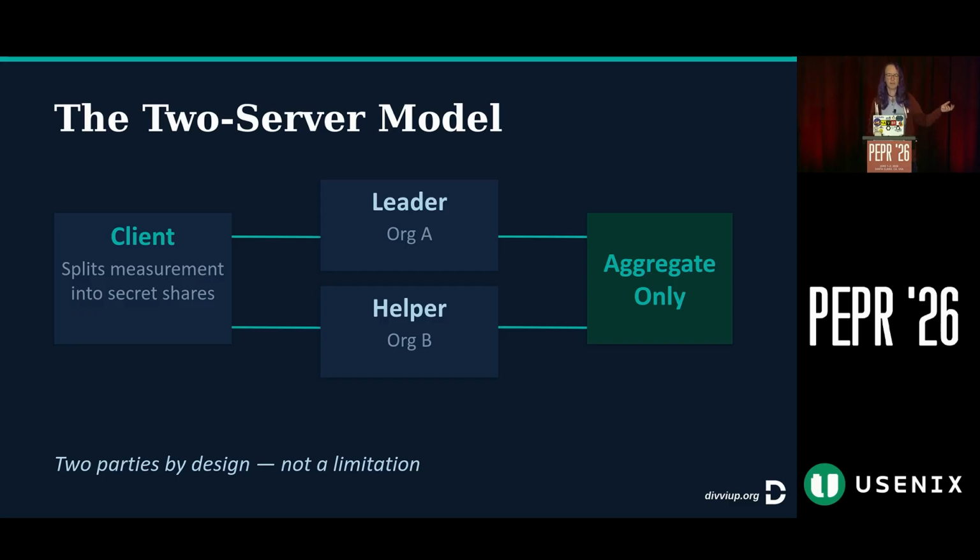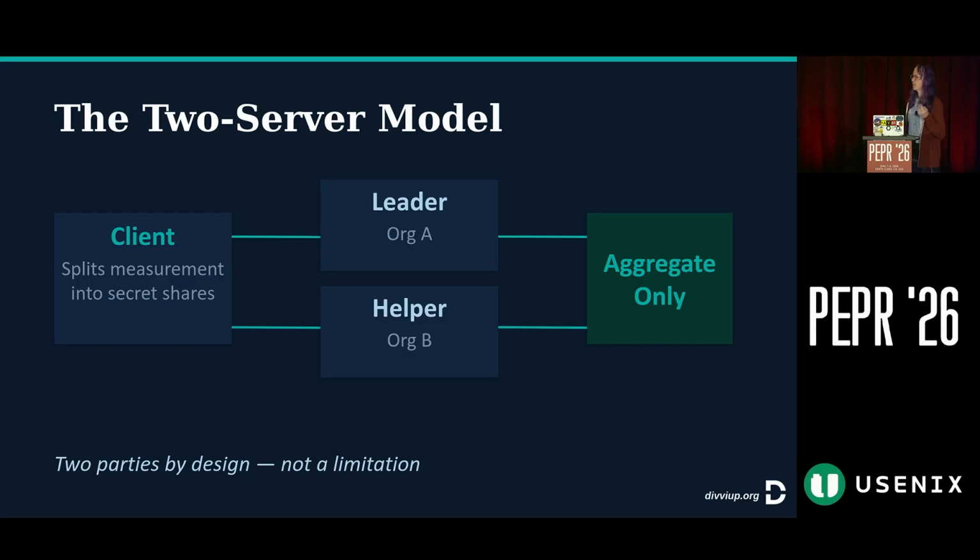Like I said, clients split their measurement into 2 secret shares. One goes to the leader, the other goes to the helper. And these servers are run by different organizations. We'll specifically talk about our deployment with Mozilla today, where ISRG operates the leader through our service Divvi Up, and Mozilla operates the helper themselves. So neither share reveals anything about the original measurement. The only way to recover an individual value would be for the 2 servers to collude. And because they're run by separate organizations with independent infrastructure, independent incentives, and oversight, that becomes a meaningful trust boundary.